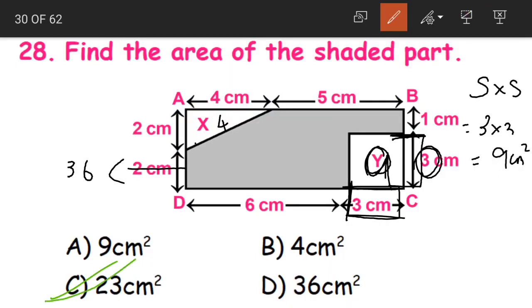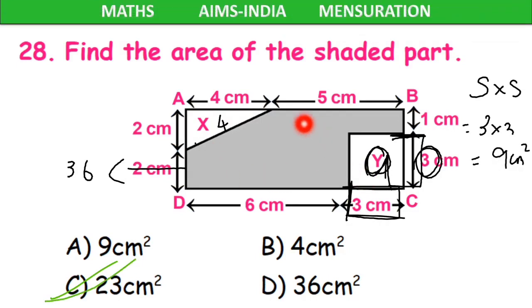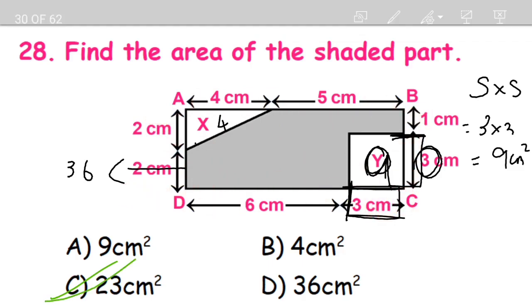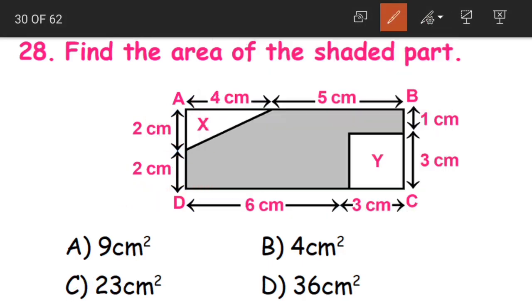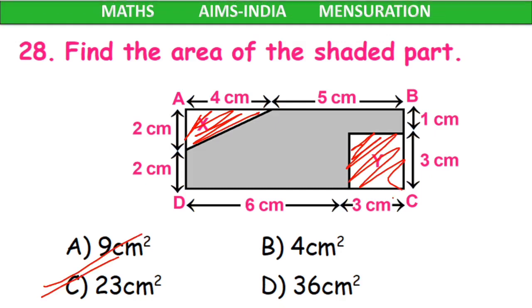That is option C. To find out the area of the shaded figure, we found out the area of the total rectangle. And from that, what did we subtract? We subtracted the area of triangle and the area of the square. Our answer is option C, 23 centimeter square.